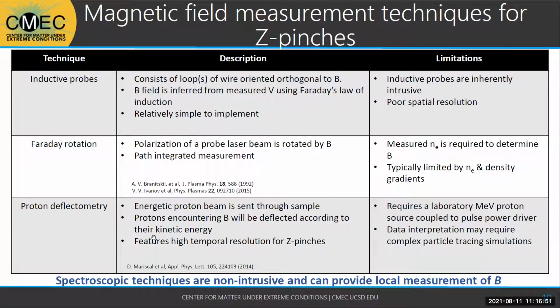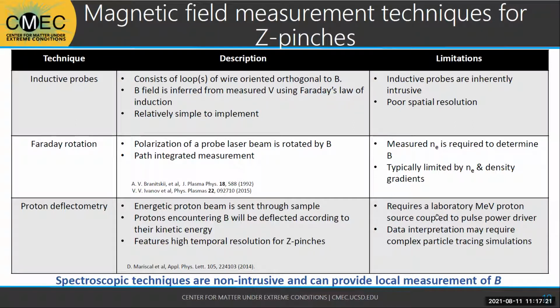Another more recent technique is proton deflectometry. The way this works is you send a pulse of protons, which are deflected by the magnetic field, and you can get pretty good spatial resolution with this, although temporal resolution is limited with a small pulse. This is also path integrated, because you're sending a beam through.